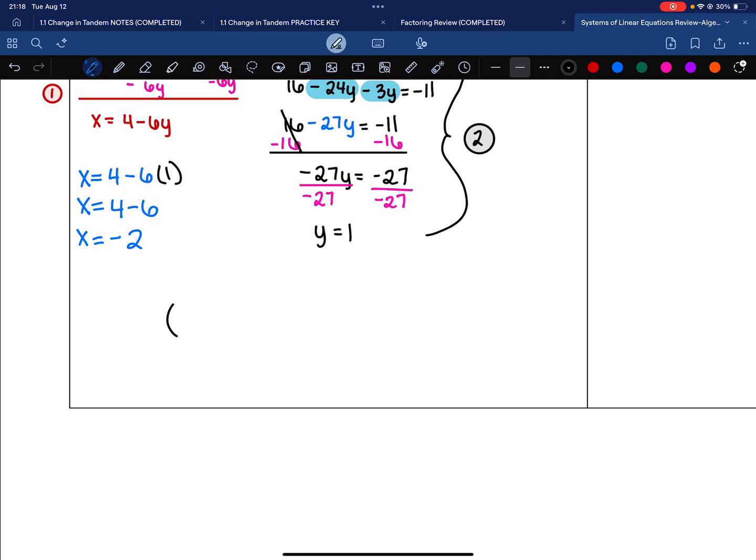So our final solution is negative 2, 1. And we write it as an ordered pair where x goes first and y goes second. Okay? So now, as I go through the other examples, I am going to pick up the pace. So if you need to pause so you can write things down, please make sure you pause so you can write down. And I'm going to label this right here as step number 3.